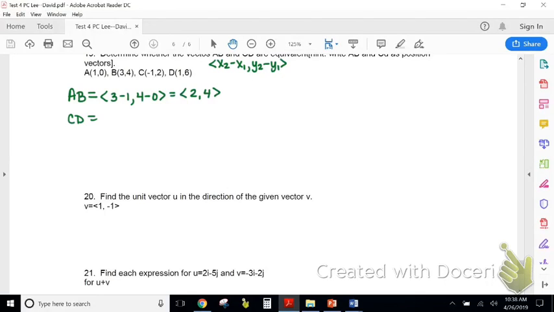I would do the same thing for vector CD. So 1 minus negative 1, comma, 6 minus 2, and find that it is 2, 4. And since they have the same position vector, then they are equivalent vectors.